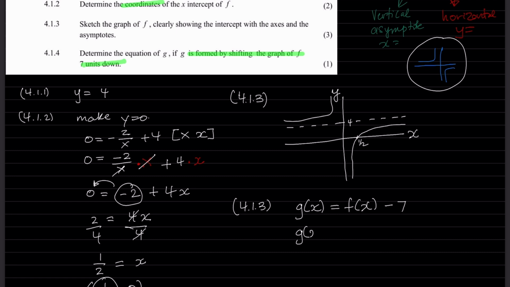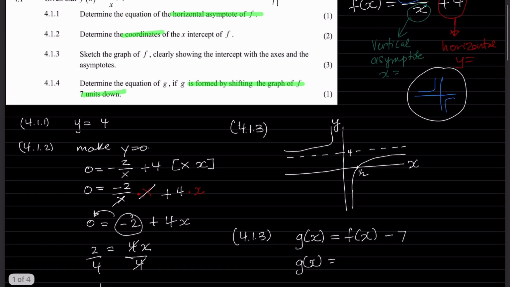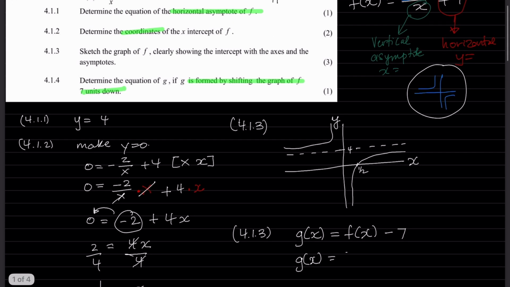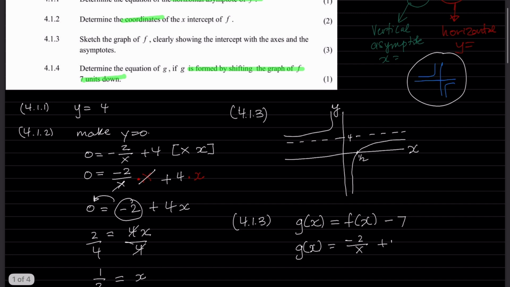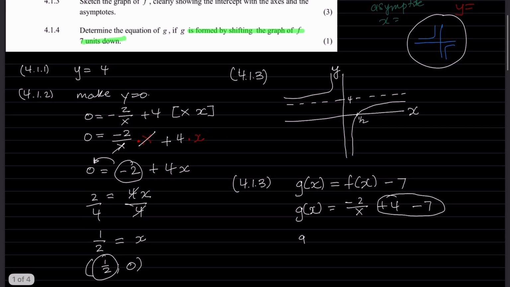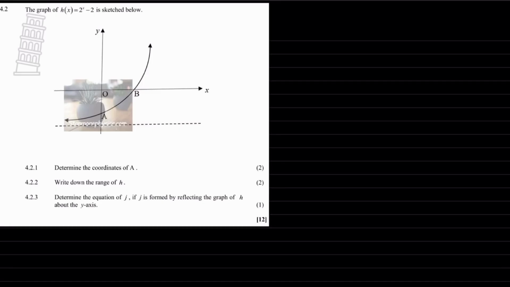So g of x is equal to, well, we know what f of x is. f of x is minus 2 over x plus 4 and then the minus 7. Now all we need to do is simplify those. So now g of x is equal to minus 2 over x minus 3. And that's it.